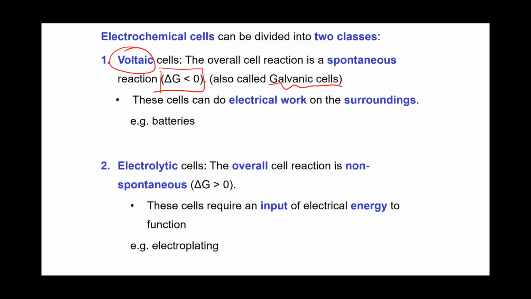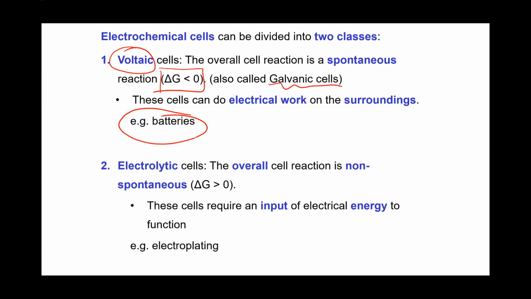And the cool thing about these types of cells is that we can intercept that movement of electrons and use them to do electrical work on the surroundings. So a classic example of this type of cell would be a battery.